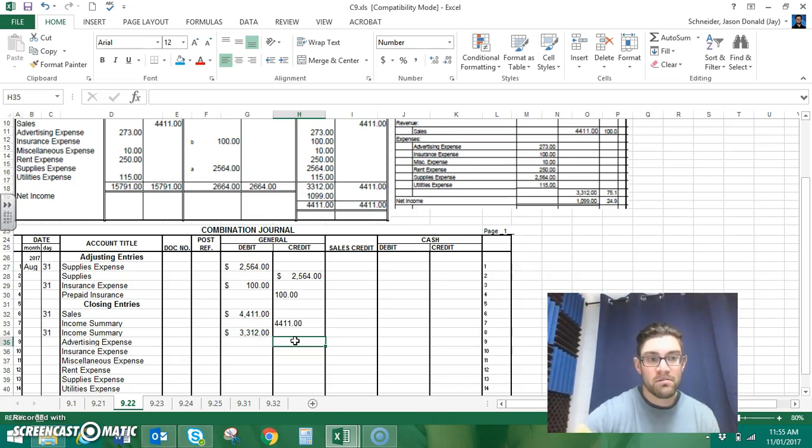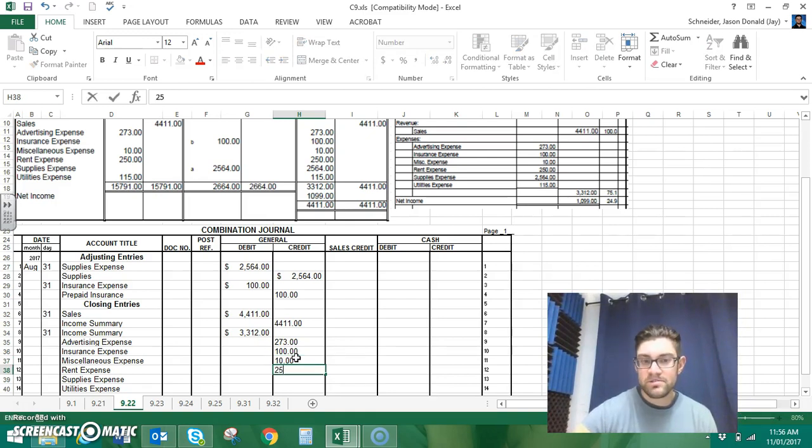So you can see right now, if we look up here, our advertising expense has a debit balance of 273. So we're going to credit that 273. When we then go and post that to the ledger, that account is going to be zero. Our insurance expense, we have 100. Again, when we post that, it'll be zero. Miscellaneous, we're going to credit 10.